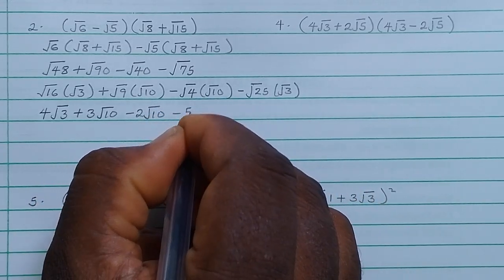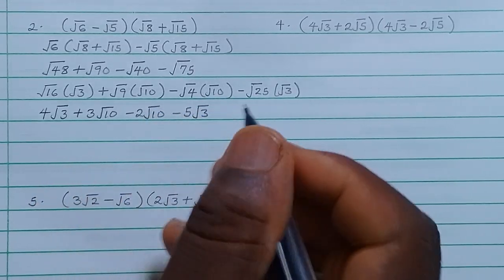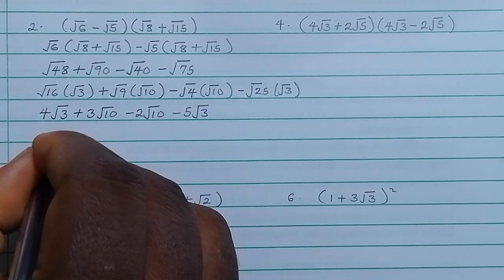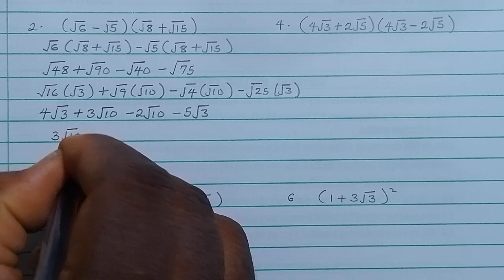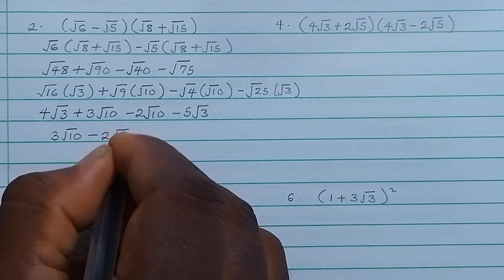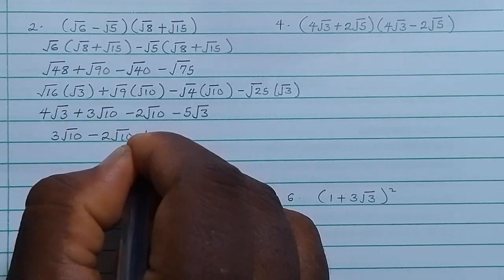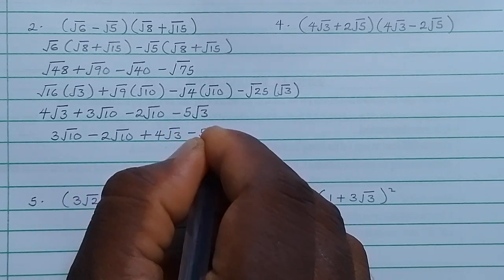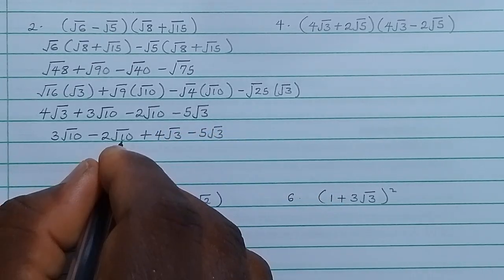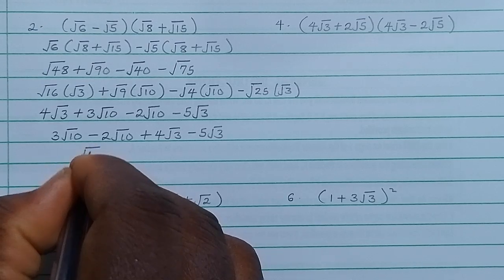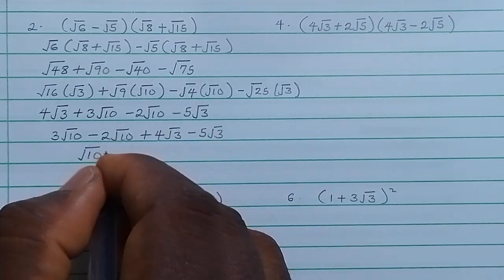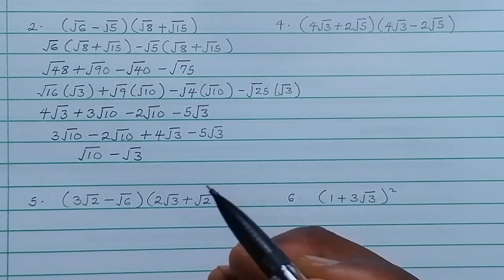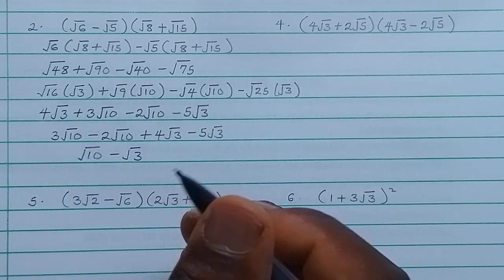is 5, root 3. We bring similar surds together, so I can have 3 root 10 minus 2 root 10, then plus 4 root 3 minus 5 root 3. So this and this is root 10. This and this is minus root 3. We've been able to simplify question number 2.